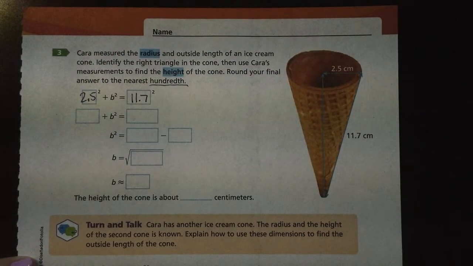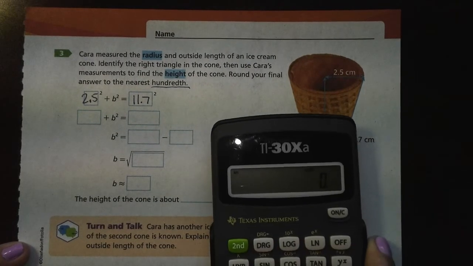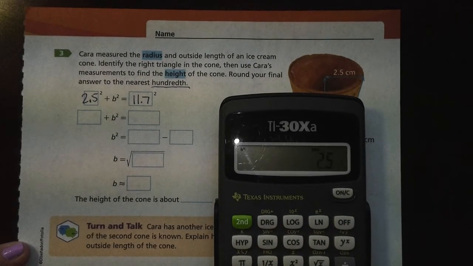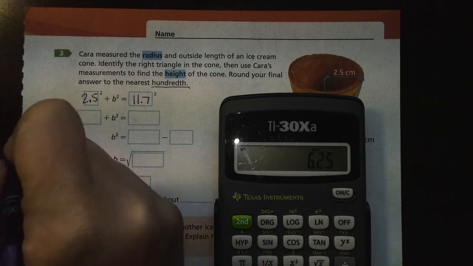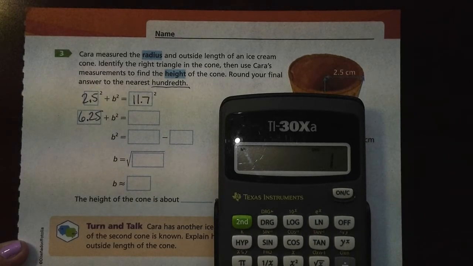And so then we're just going to square them. Let's put that in the calculator. If we do 2.5 squared, we get 6.25. If we do 11.7 squared, or 11.7 times 11.7, you get 136.89.